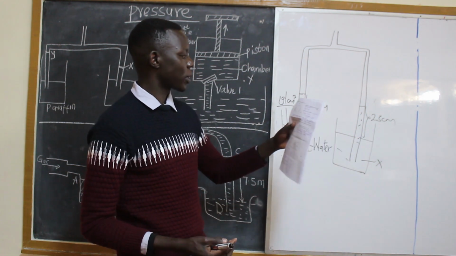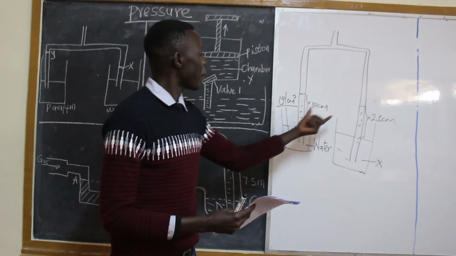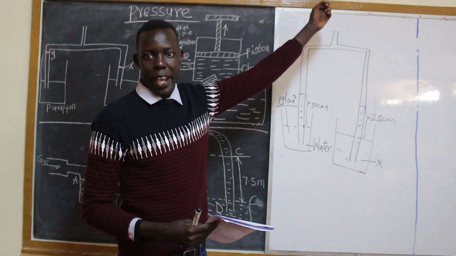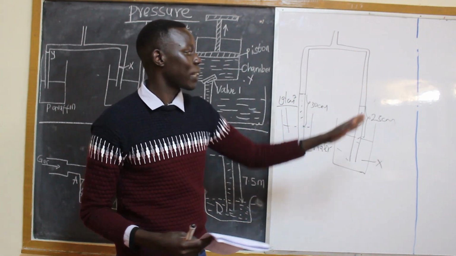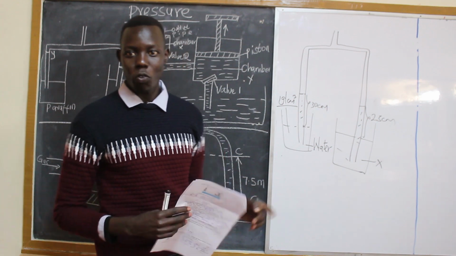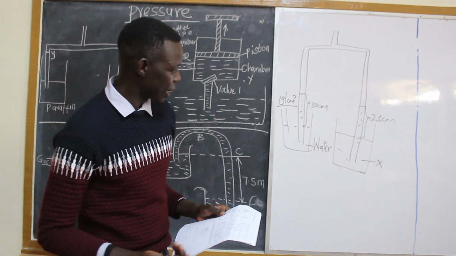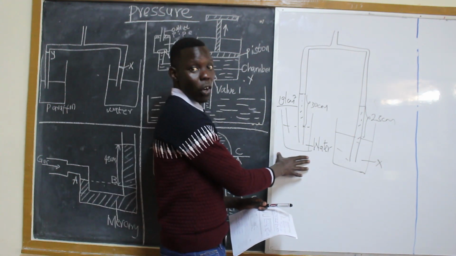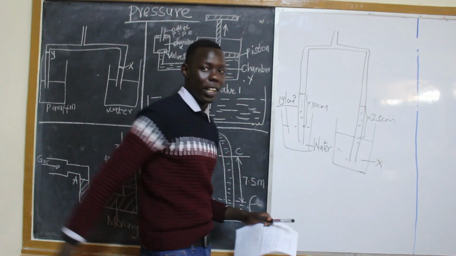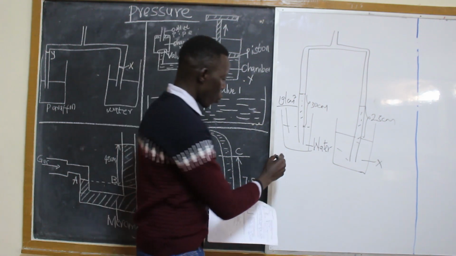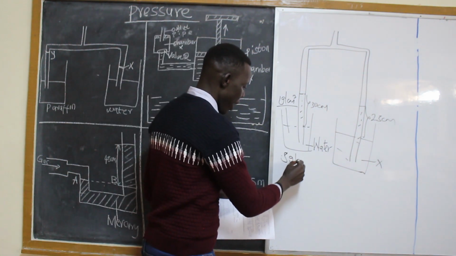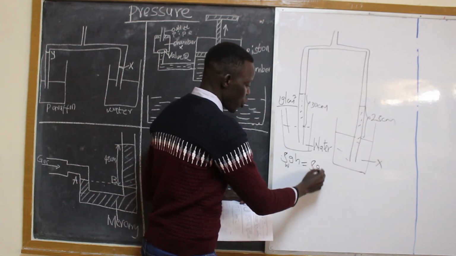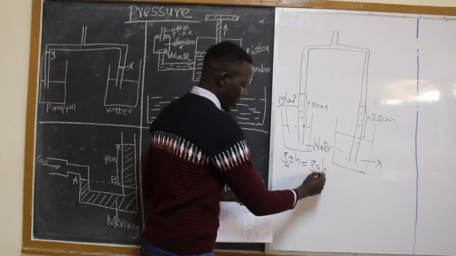You see, because all of them are connected to a common source of pressure, it means the pressures are the same. What makes the heights vary is that they have different densities. So in very simple terms, rho G H of water is the same as rho G H of liquid X. So rho G H for water is equal to rho G H for X.